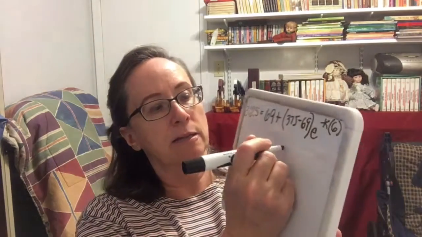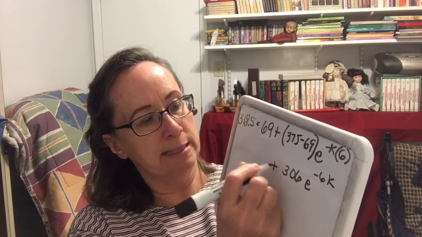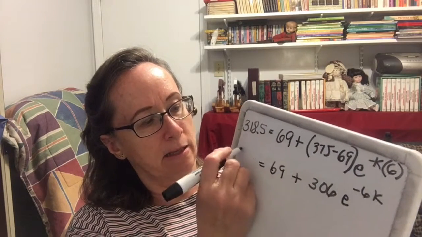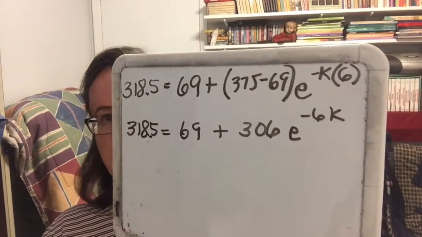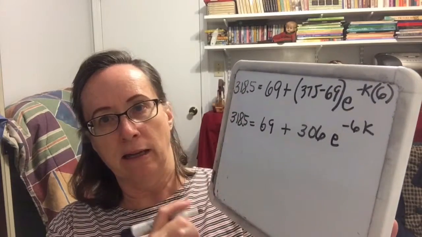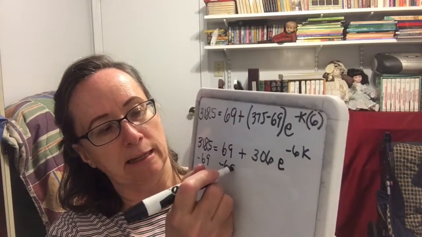The first thing we're going to do is find the difference between 375 and 69. 375 minus 69 is 306. So this is 306 times e to the negative 6k plus 69 is 318.5. In my order of operations, the next thing I would do is get this 69 and subtract it from both sides. So we're going to subtract a 69 and subtract a 69.